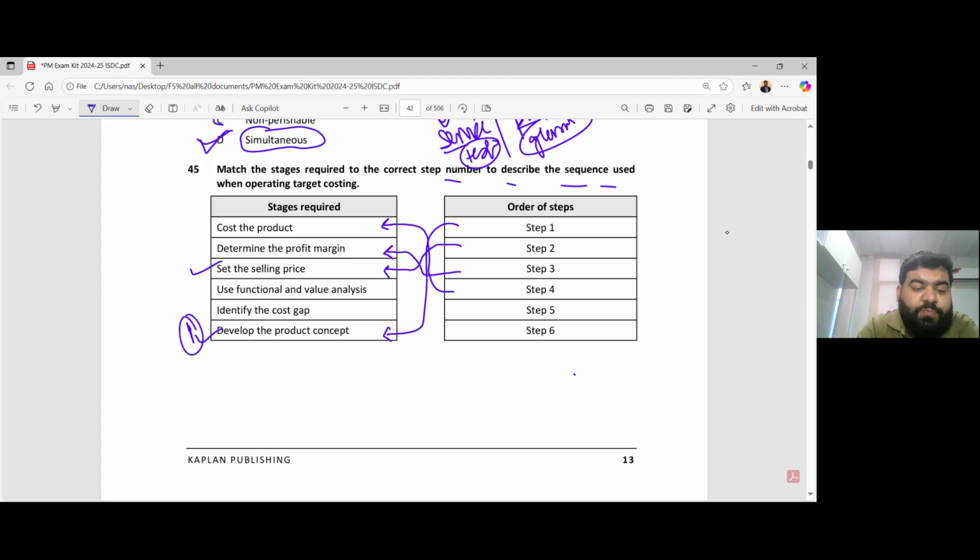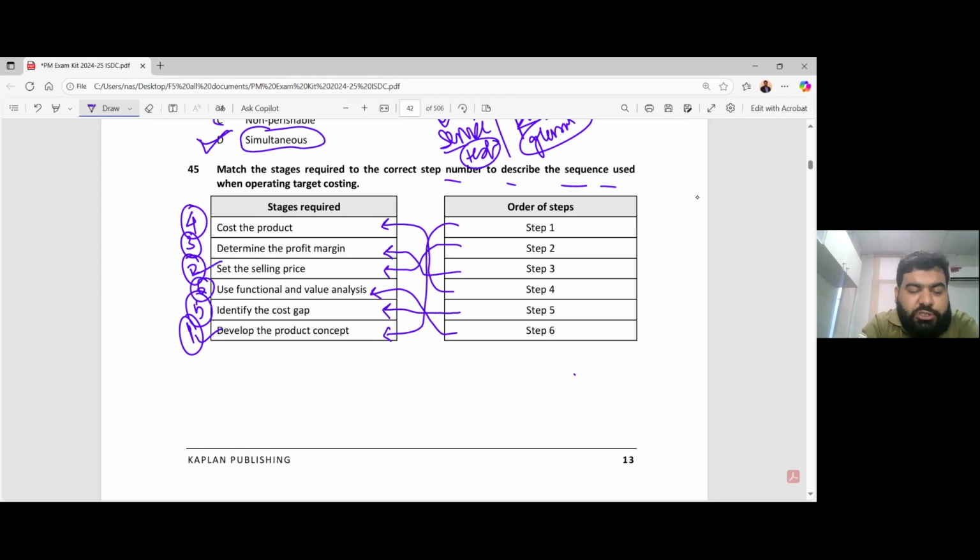So first, second, third, fourth: cost comes at the fourth step. After that, you calculate the cost gap. Step five is the cost gap. And after completing the whole procedure, from the selling price to calculating the cost gap, at last you must do the analysis, using functional and value analysis.